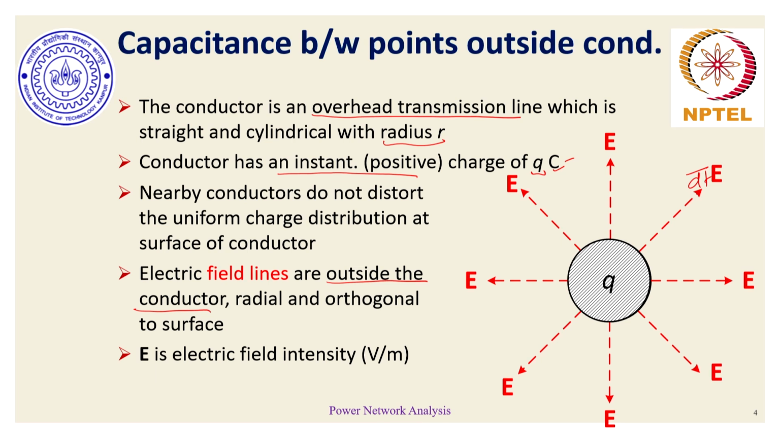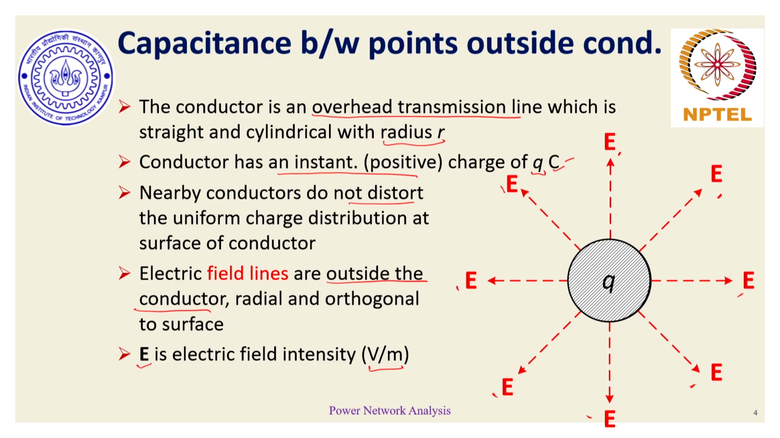And electric field lines would be outside the conductor as shown over here, and these electric field lines would be all radial and orthogonal. Since the charge density on the surface of the conductor is uniform, at any point that I observe the electric field lines, there is no distortion happening because of nearby charges. So the electric field intensity, denoted by capital E, is also going to be uniform around any point on the periphery, on the outside of the conductor, and electric field intensity unit is volt per meter.